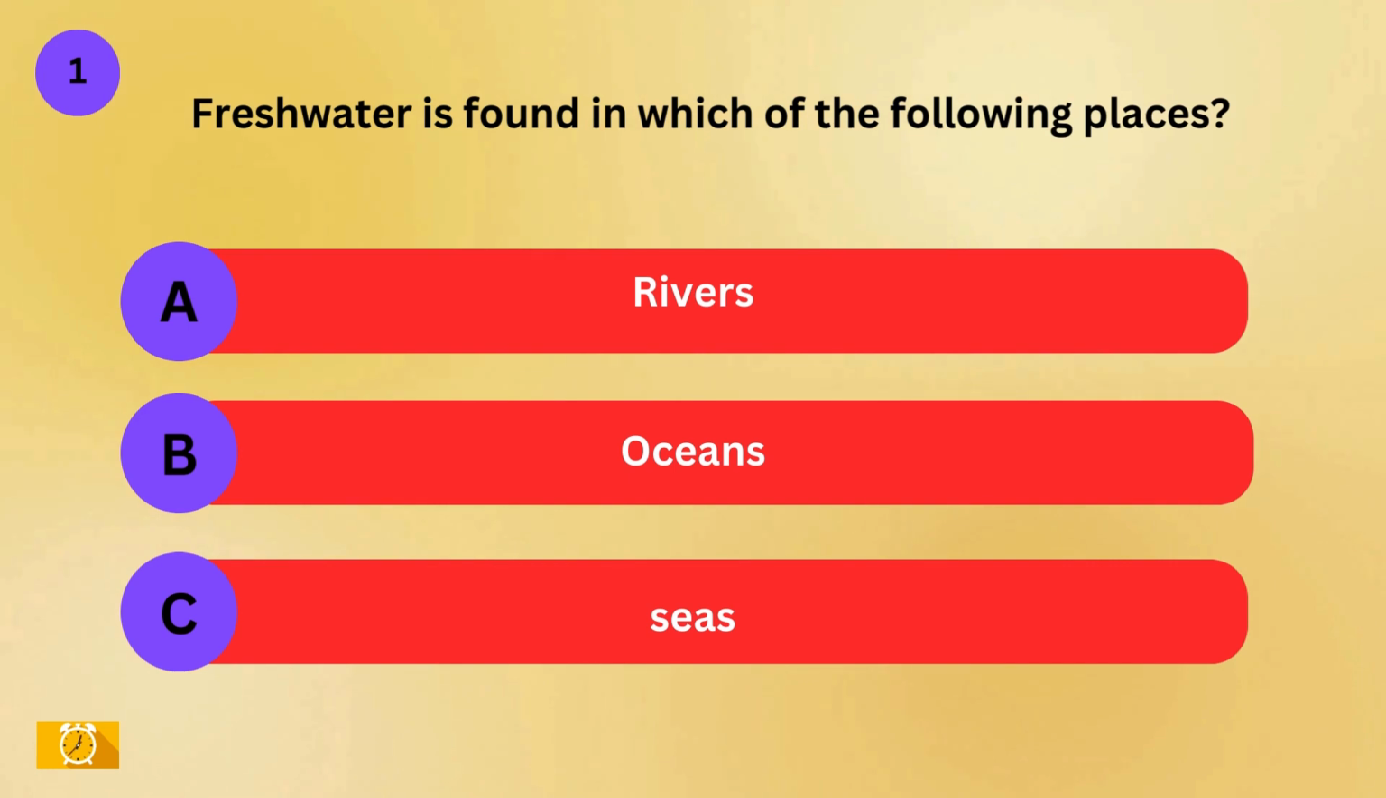Fresh water is found in which of the following places? Rivers, oceans, glaciers.